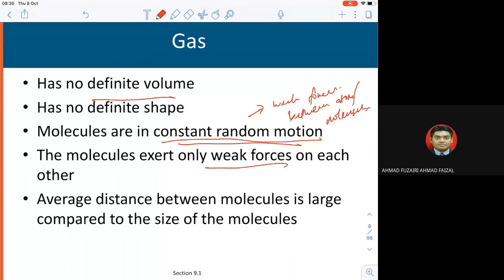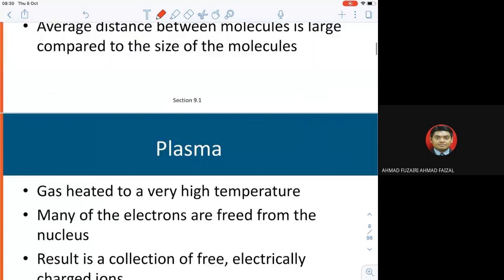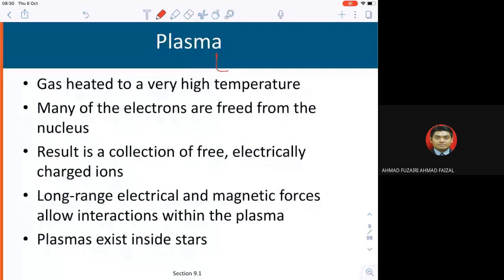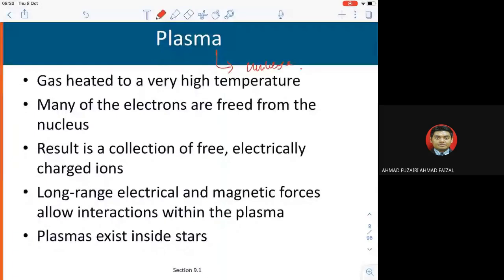So that's why we cannot have a definite volume and definite shape. As for plasma, it predominates the universe. So what is plasma? A gas heated to a very high temperature. Many of the electrons are freed from the nucleus. The result is a collection of free electrically charged ions. Long-range electrical and magnetic forces allow interaction within the plasma.